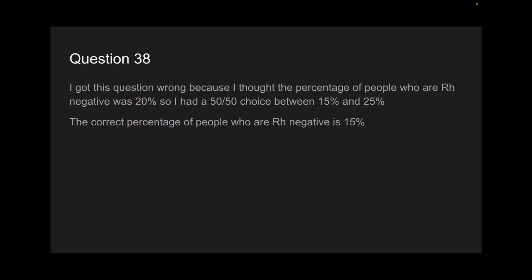Okay, number 8 is approximately what % of the Caucasian population is Rh negative? I remember this number being 20%. I don't know why. So I just had a 50-50 choice between 15 and 25, and I chose 25, but the correct answer is 15.